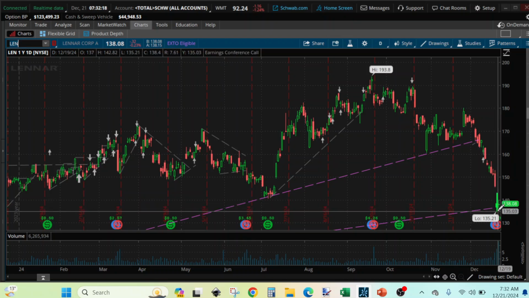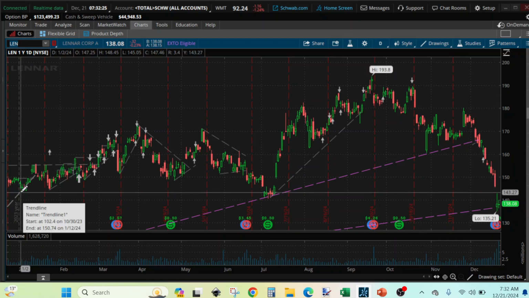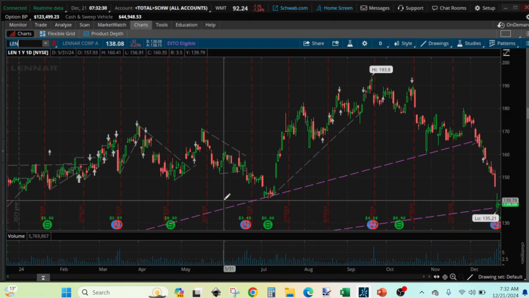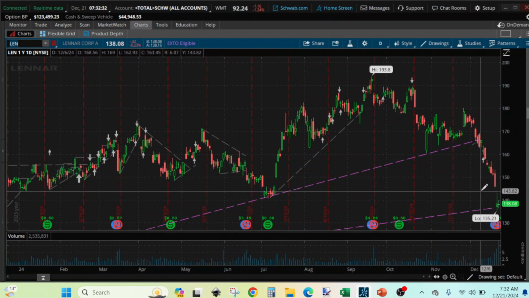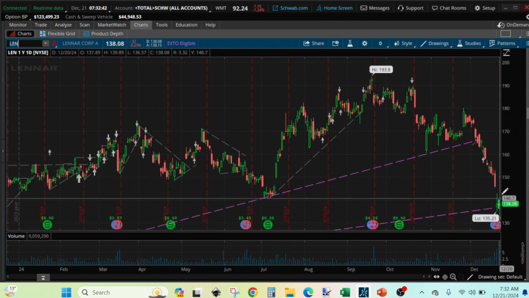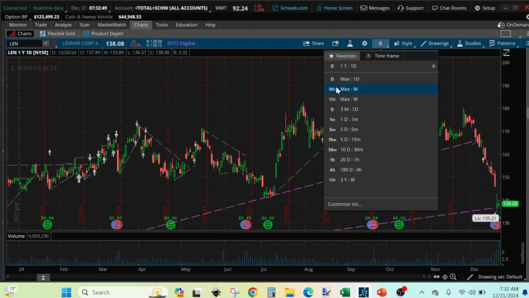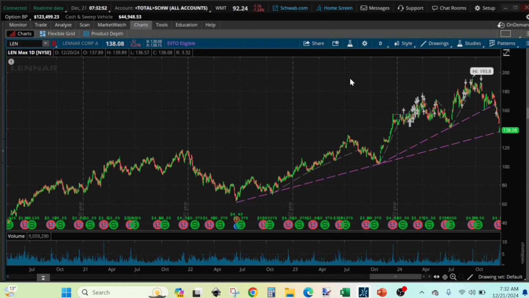But we do have pretty much a horizontal line here going through it. For some reason though, it is a stock that I was thinking that if I have an uptrend going from here, I will get in. And we might still do that. Let's go to maximum daily.